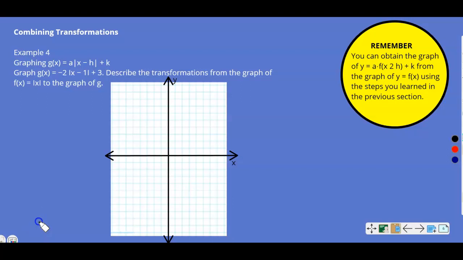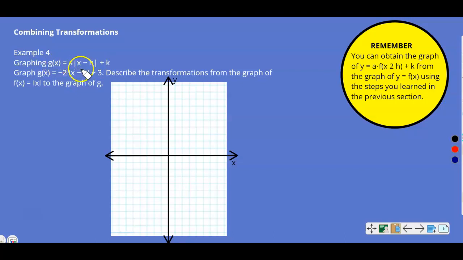All right, so this is the last example for graphing absolute value functions. If you want to look at the previous examples, go back to the previous videos. In the previous videos, we did use a table of values to graph the functions. So this time we're going to look at vertex form.